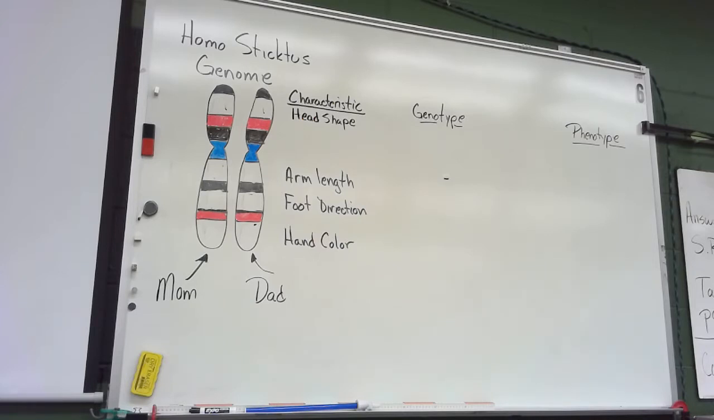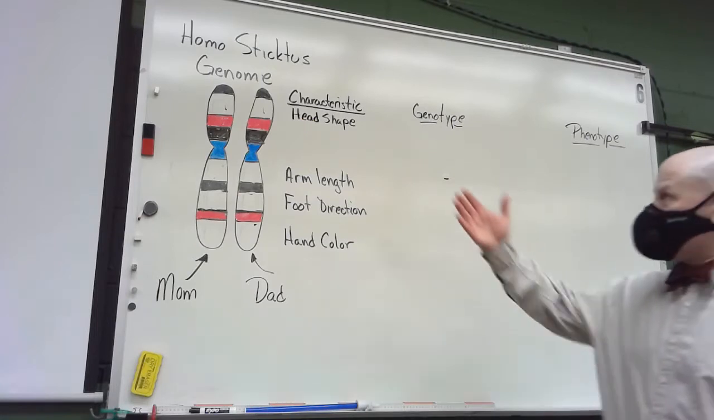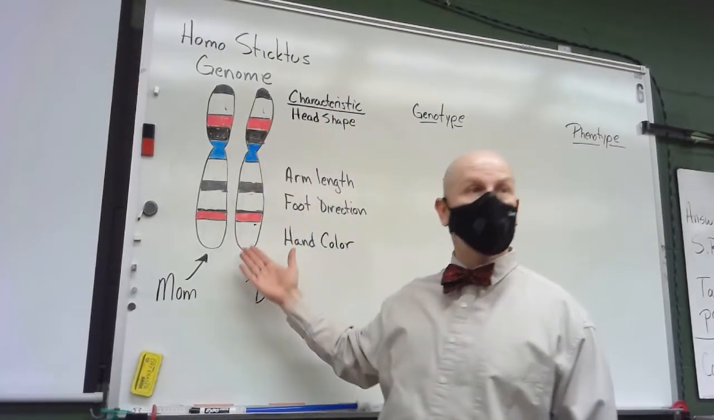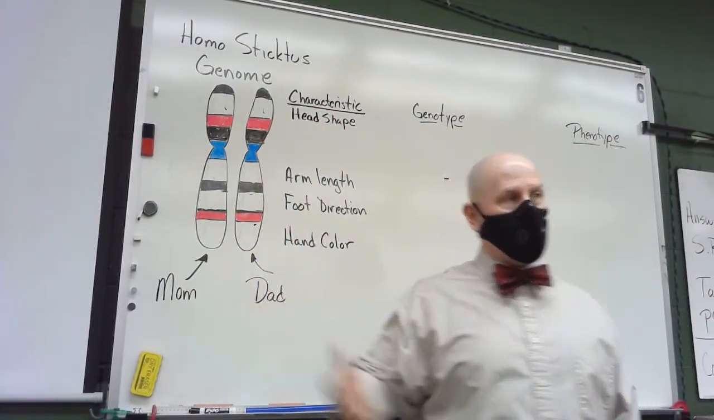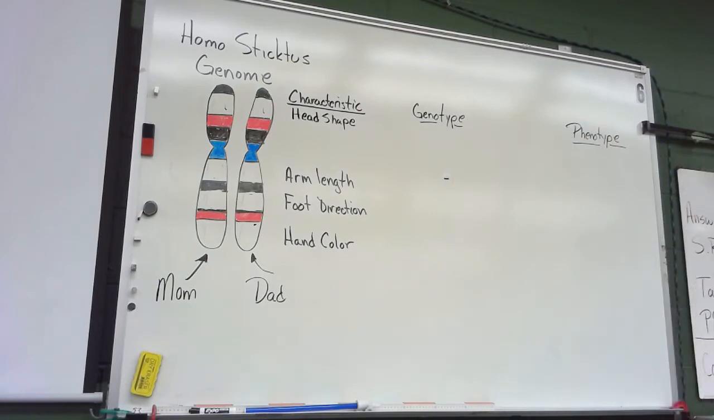Do you agree or disagree with this? What do you disagree with, ma'am? Well, how many do we have? 46. And if I take those 46, how many pairs would that be? 23 pairs. For the Homo Sticktus, there's 2, because the Homo Sticktus reproduces sexually. And remember, we get our pairs because we get half of our instructions from mom, half from dad. They come together to make a complete set.